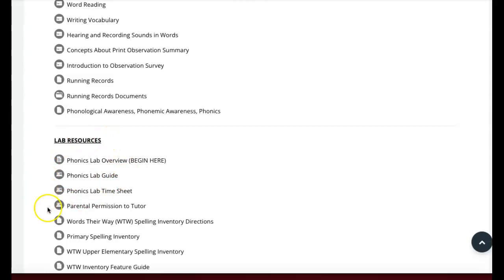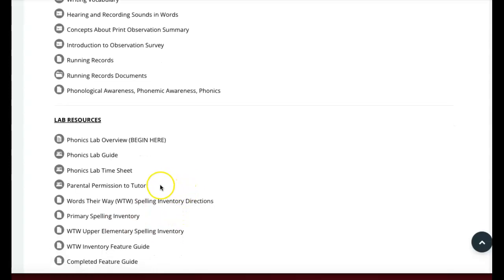Here is the lab and the overview of the lab guide for you, your timesheet, the parental permission, the spelling inventory if you're going to give it for week one. It needs to be completed by the end of week 2. Please be sure to read the directions and to only use the language that is scripted for you to use.